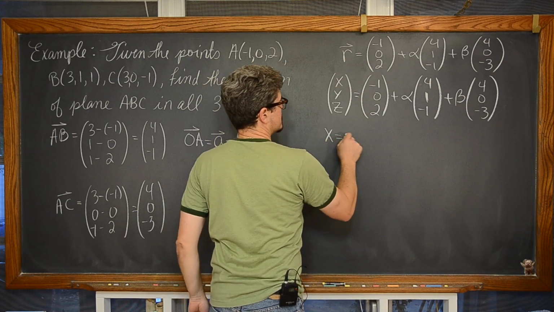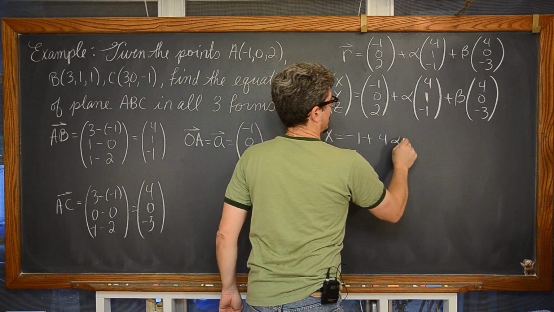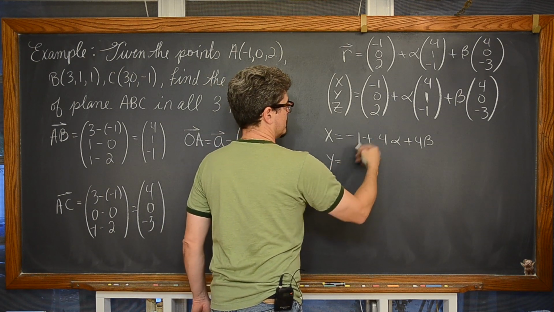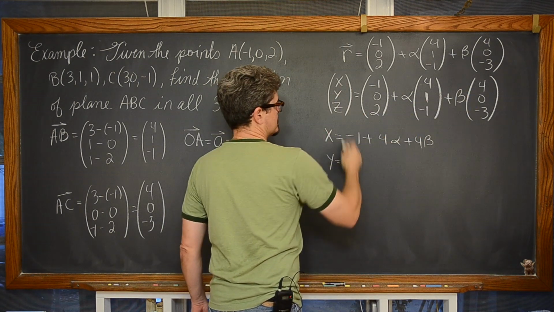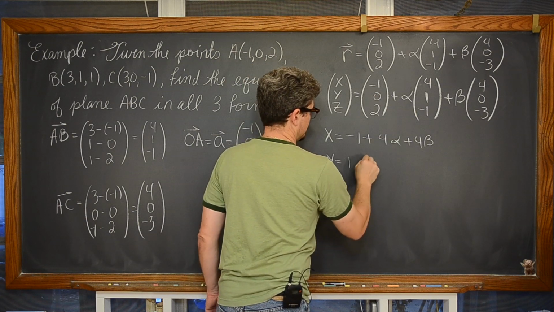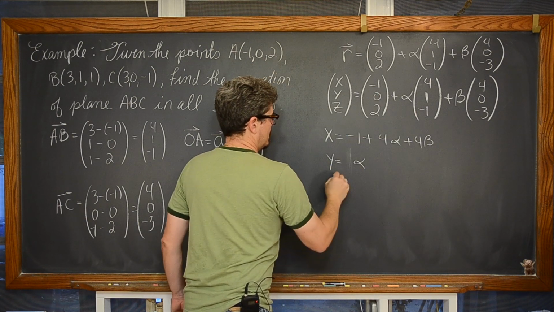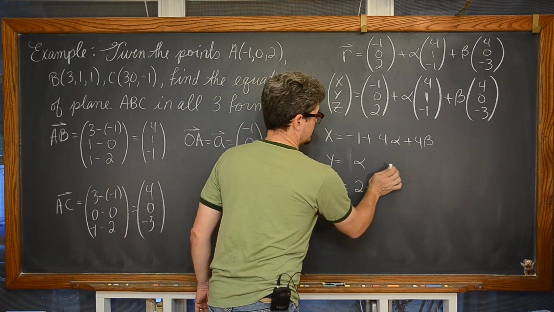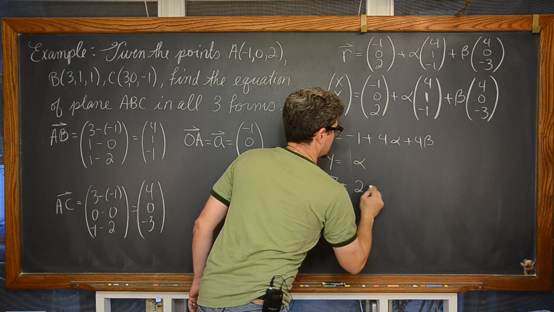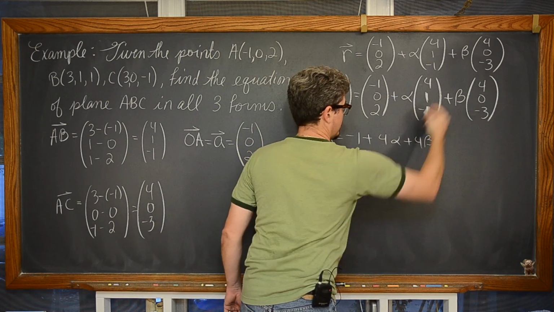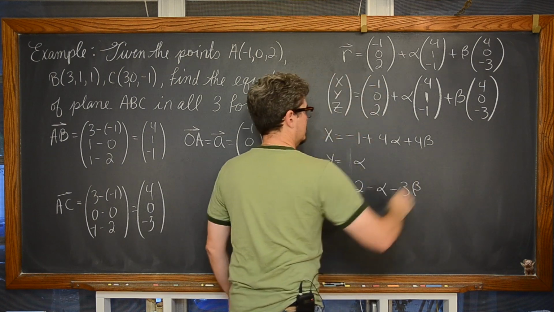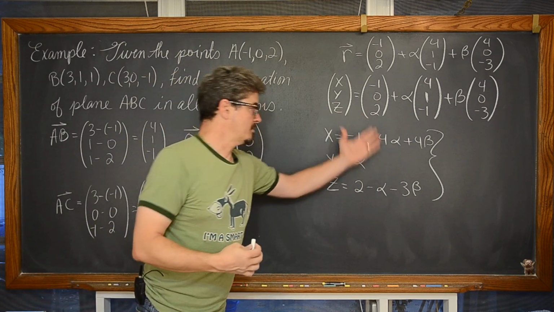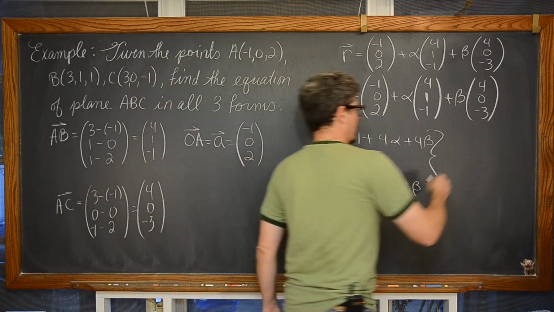X is equal to negative 1 plus 4 alpha plus 4 beta. Y is equal to, well, 0 and another 0 on the beta, so really we just have y is equal to alpha, 1 alpha. Nobody would really want to write that 1. And z is equal to 2 plus, nope, negative alpha minus 3 beta. And here is a system of 3 parametric equations describing plane ABC.